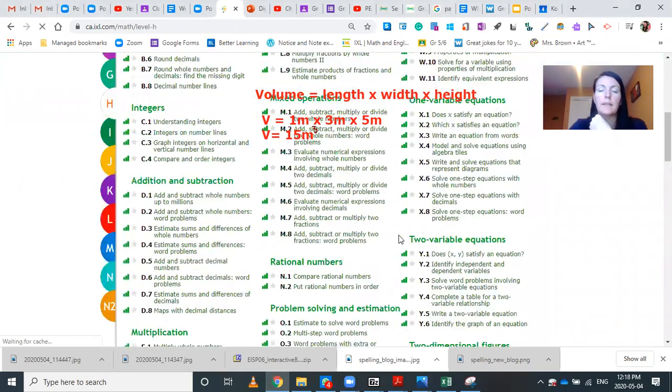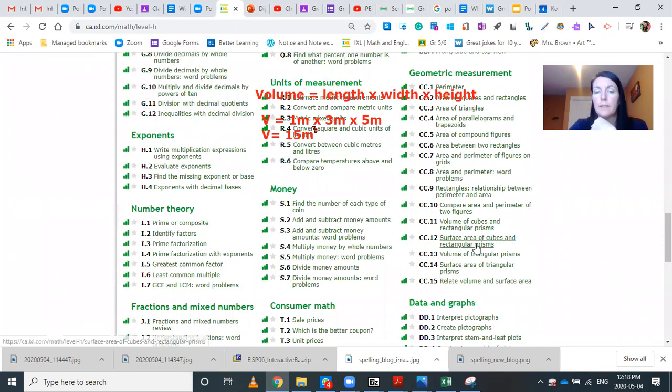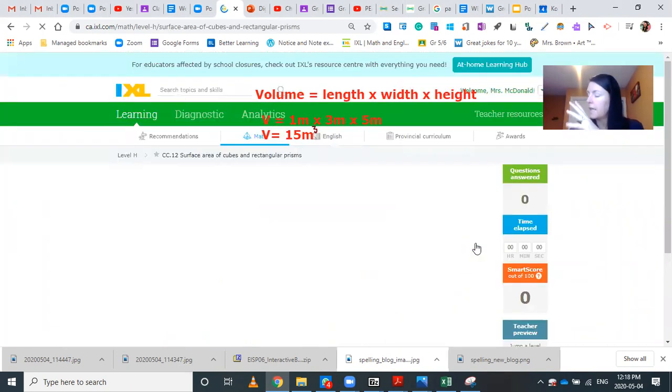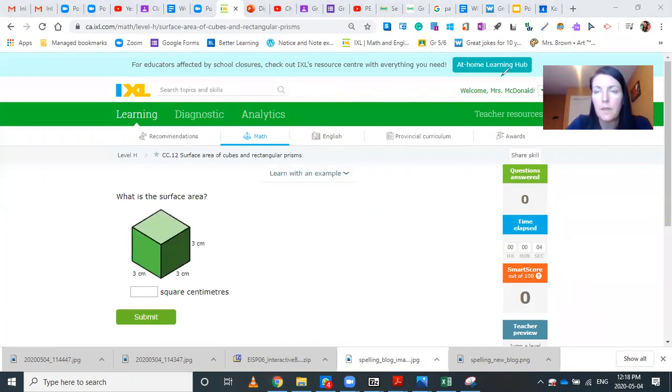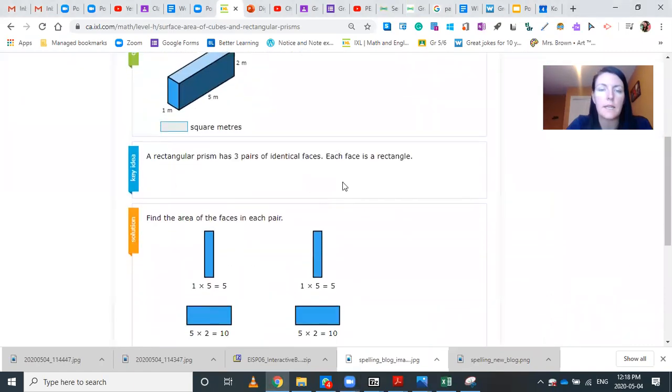Here we're going to be looking at the surface area of the same shapes. We've got cubes and rectangular prisms. Again, we're looking at our tissue box, and you do sometimes get those ones that are a little squarey. Let's look at the learn with an example, because this will tell you exactly how to figure it out.